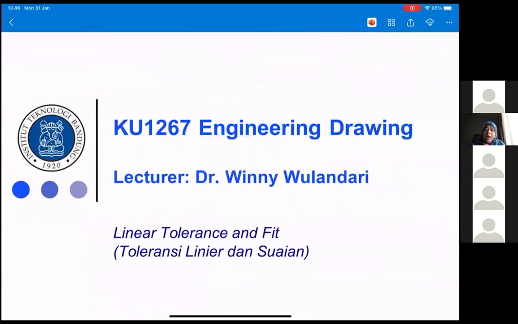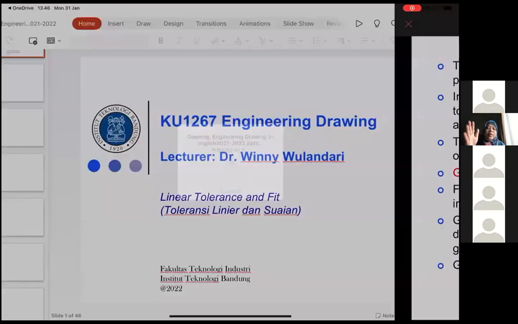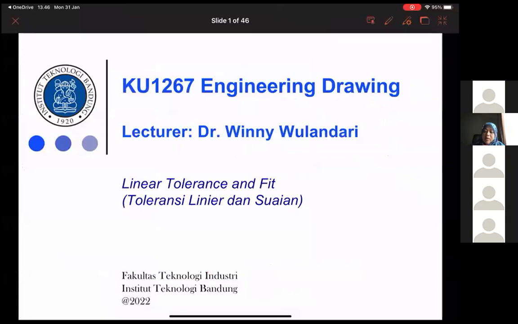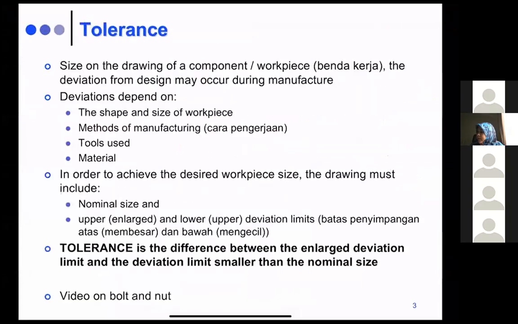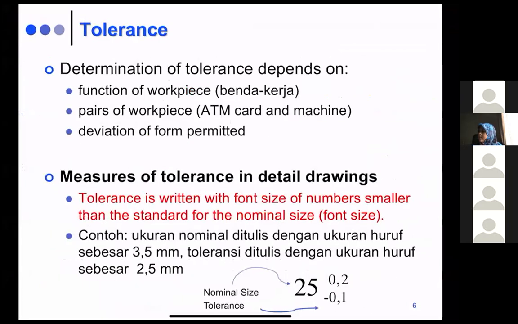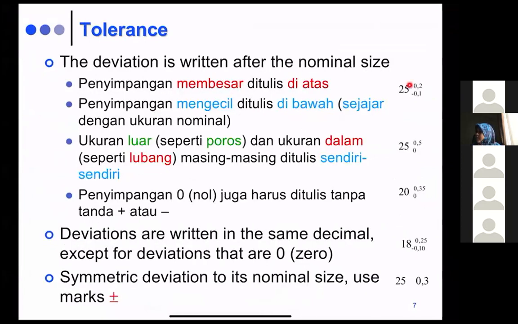So the upper and the lower one is actually the tolerance, the tolerance when you make something. Okay, so let me open it here again. For example here, if you write 25, the upper tolerance is 0.2, the lower tolerance is minus 0.1.